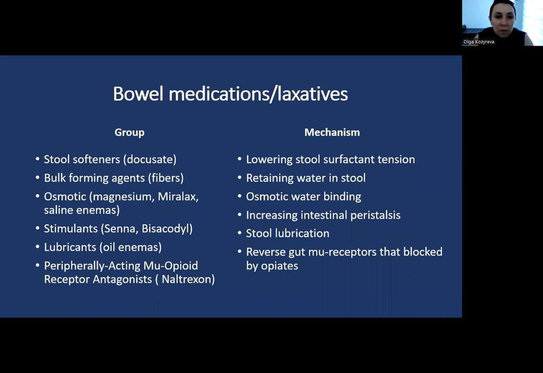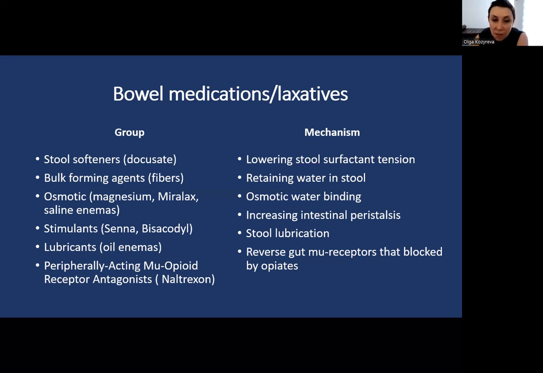It basically acts by the law of osmosis and causes water retention in the stool. Stimulants, two main stimulants, are senna and bisacodyl, and I believe there are more groups available in Europe, but they usually increase intestinal peristalsis by stimulation of the mesenteric plexus. So it's very important to understand that stimulants cannot be used if the patient has bowel obstruction. And lubricants, oil enemas, again acting as stool lubrication.